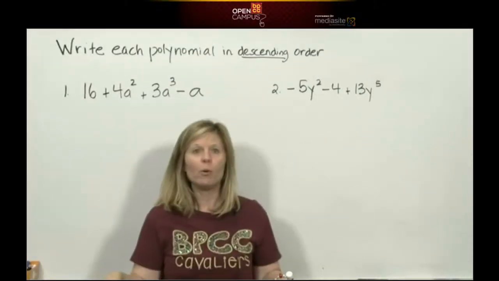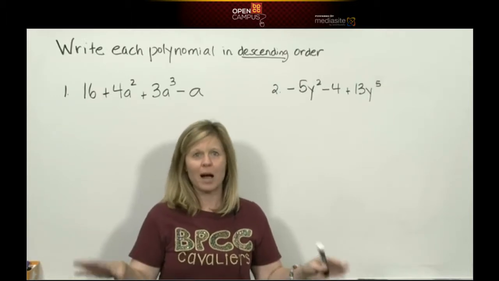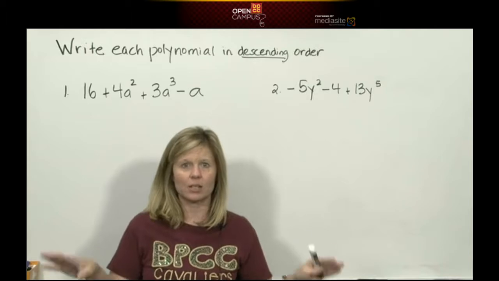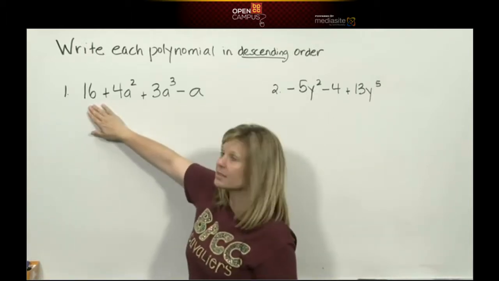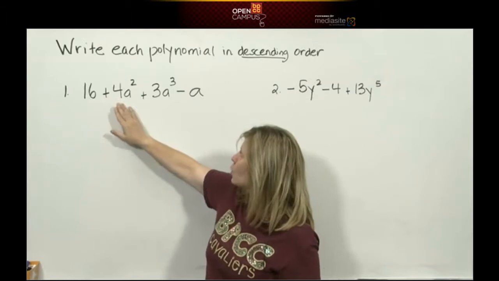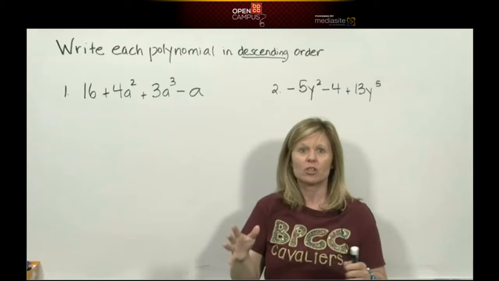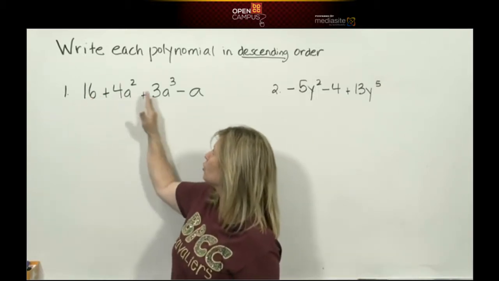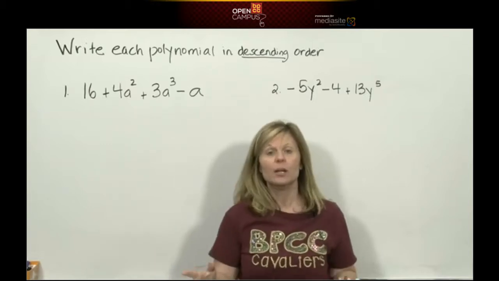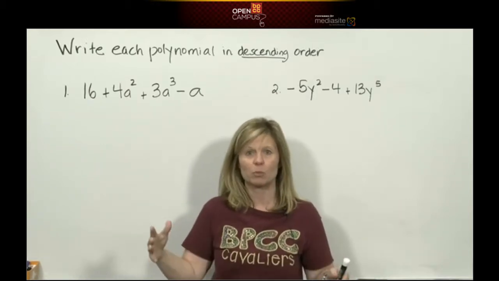Okay, so we're in 1.4, and now we're going to actually do some math. We're going to write polynomials in the correct descending order. So everybody look here at my first polynomial: 16 plus 4a squared plus 3a cubed minus a. So let's just use our vocabulary. This is a polynomial because it's 1, 2, 3, 4 terms. More than 3 terms is called a polynomial if it has many terms.